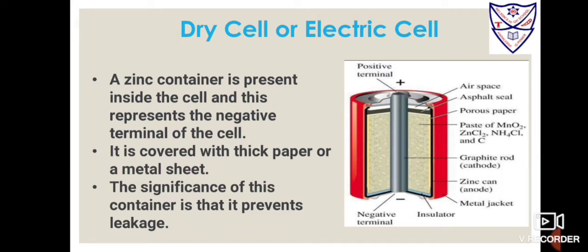Students, the outer side of the zinc container is covered with a cardboard cover except the bottom. The cell is sealed. The tip of the cell acts as a positive terminal and the base of the zinc container acts as a negative terminal. When we connect the tip of the metal cap and the base of the zinc can with a metal wire, the current flows through it.